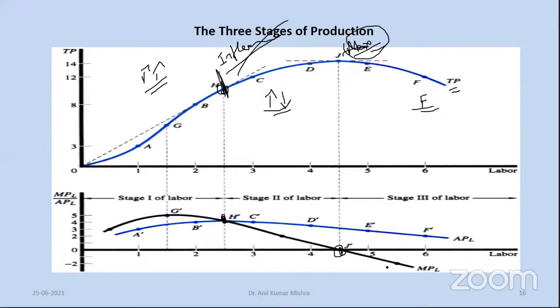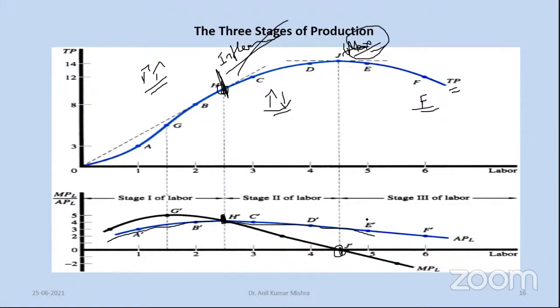And what about the average? Average continuously increases until it reaches the maximum. Thereafter, it continuously falls. But remember, it never touches the axis. It is asymptotic to that particular axis, right?